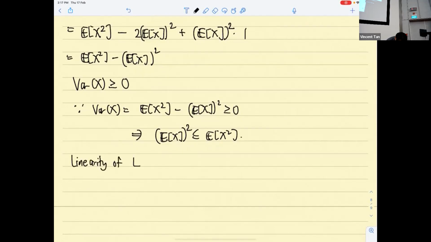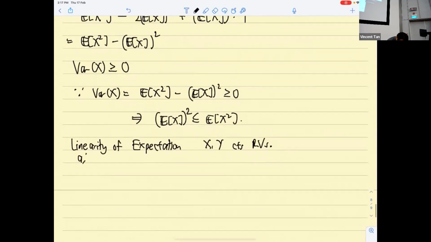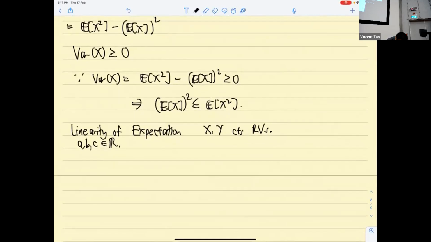Linearity of expectation holds. So if I have X, Y, two continuous random variables, and A, B, C, which are all scalars, they are not random, then oftentimes I would like to figure out what is the expectation value of AX plus BY plus C. Now that's not very difficult. It's A times the expectation value of X plus B times the expectation value of Y plus C. So this you can prove. I'm not going to do this already. You can write this one out by yourself and you should know how to do this.